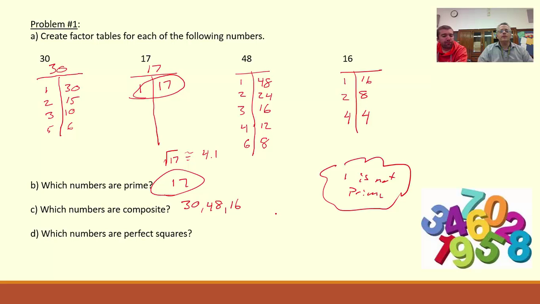Which numbers are perfect squares? A perfect square is when I can multiply a number by itself and get that number. That would be 16, since 4 and 4 makes 16. It has repeated factors. 16 is 4 times 4, which is 4 squared. So 16 is a perfect square; it can be written as a whole number squared.